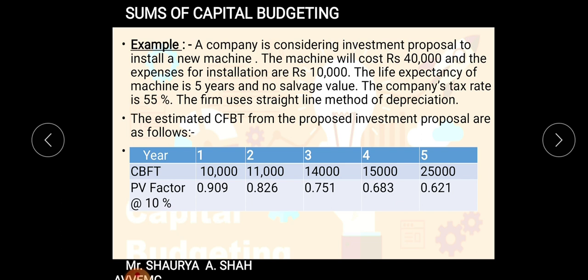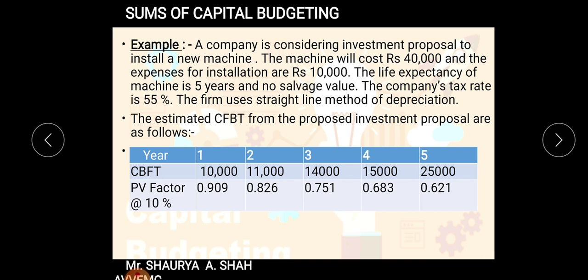What is the sum all about? A company is considering an investment proposal to install a new machine. What is the main objective? The objective is to install a new machine. The machine will cost rupees 40,000 and the expenses for installation are rupees 10,000. So first of all, in the payback period method, we need to know the total investment. The life expectation of the machine is 5 years and no salvage value, that is, no scrap value at the end of 5 years.